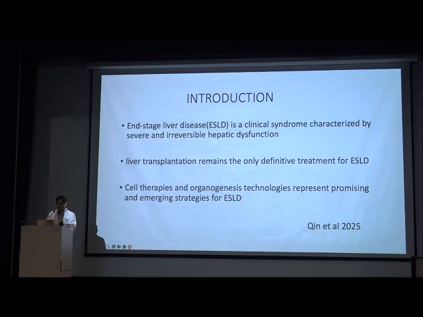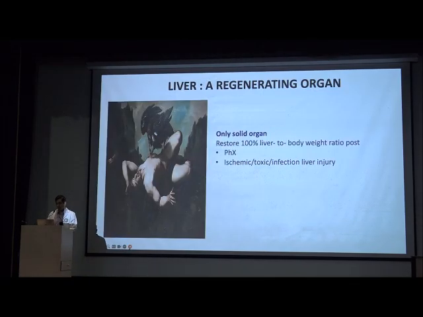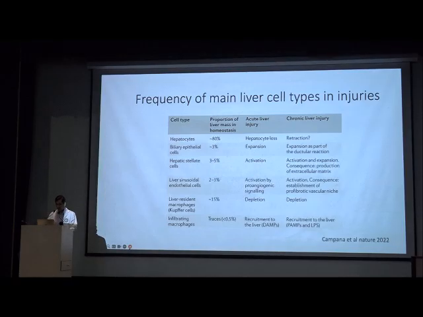So why does end-stage liver disease actually require cell therapy? The reason is end-stage liver disease is characterized by irreversible hepatic dysfunction. Liver transplant still remains the only definitive option, and cell therapies could actually represent a promising and emerging therapy for this. So we all know that liver is a regenerating organ, and if regenerated possibly in the best possible way, you can even restore 100% of your liver.